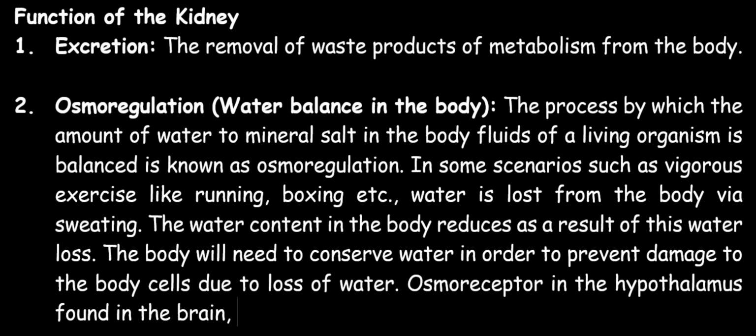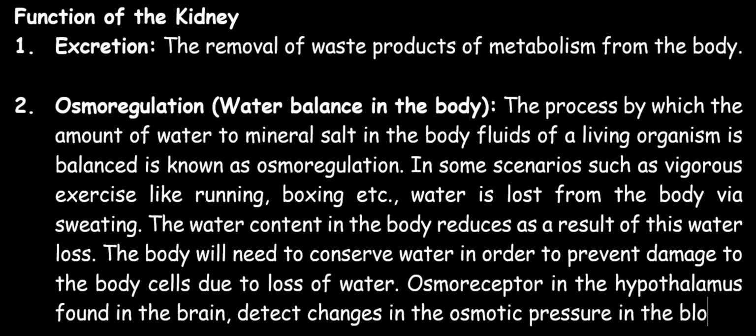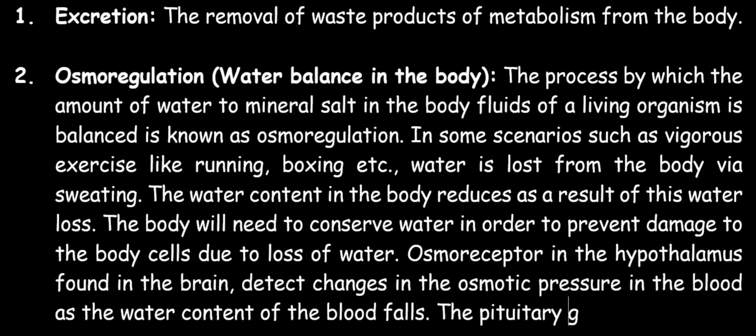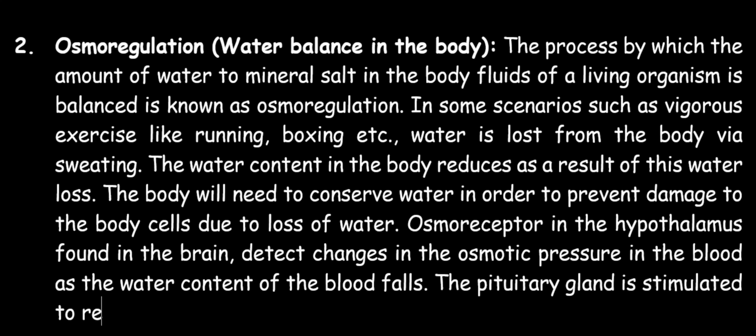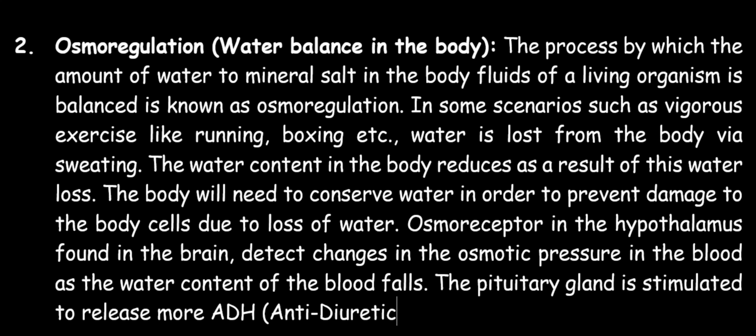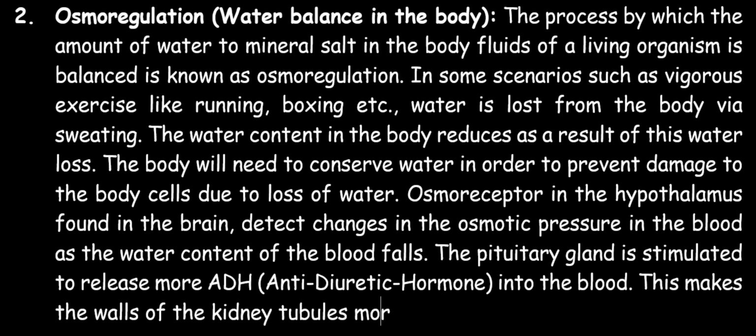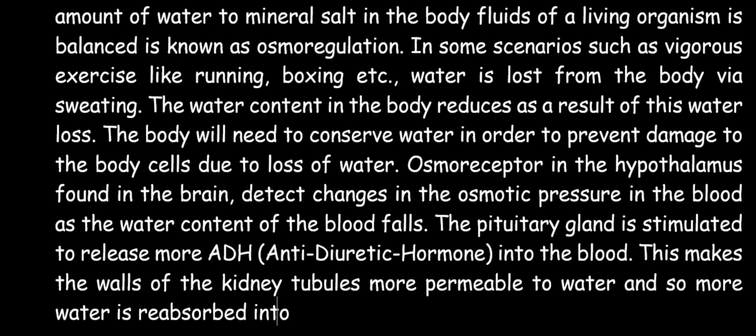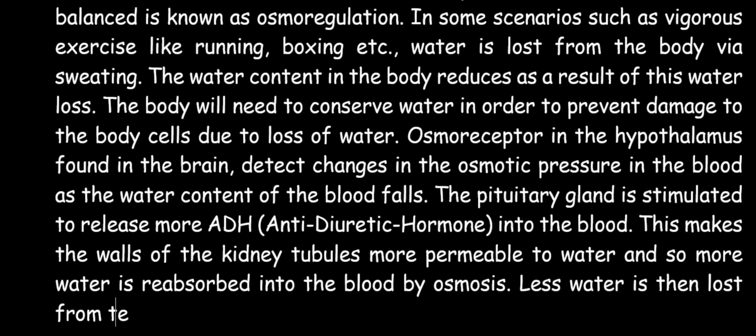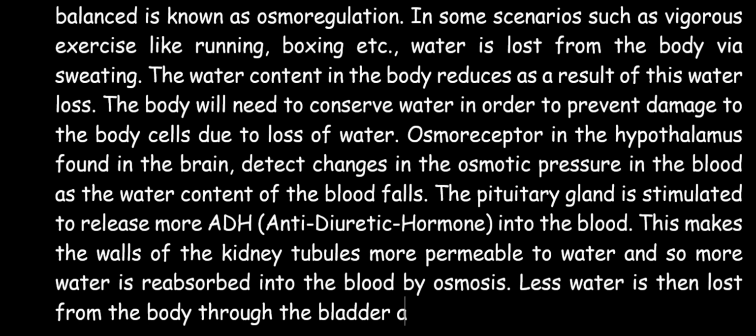These receptors detect changes in the osmotic pressure in the blood as the water content of the blood falls. The pituitary gland is stimulated to release more ADH, antidiuretic hormone, into the blood, and as a result of this ADH, the walls of the kidney tubules become more permeable to water, and so more water is reabsorbed into the blood by osmosis. The consequence is that less water is lost from the body through the bladder as concentrated urine.